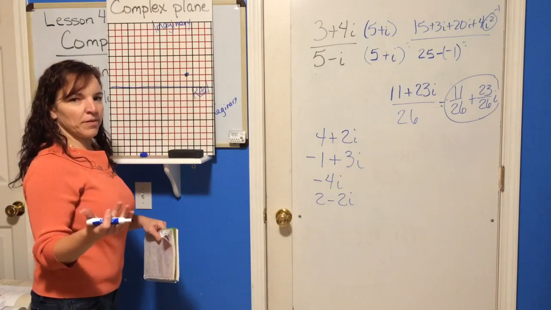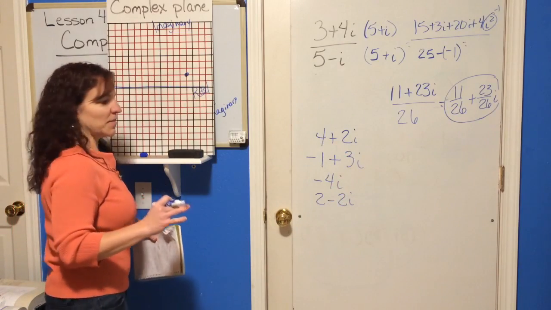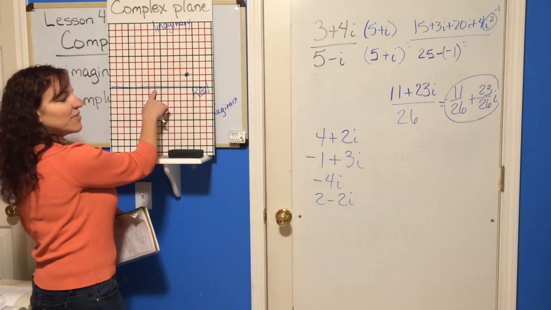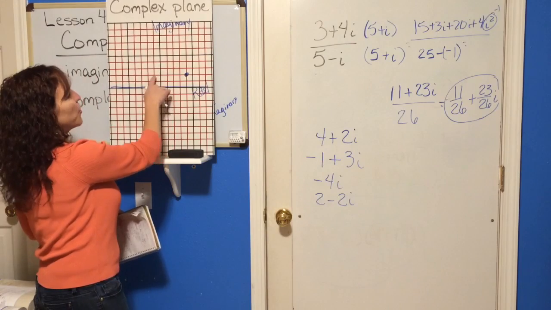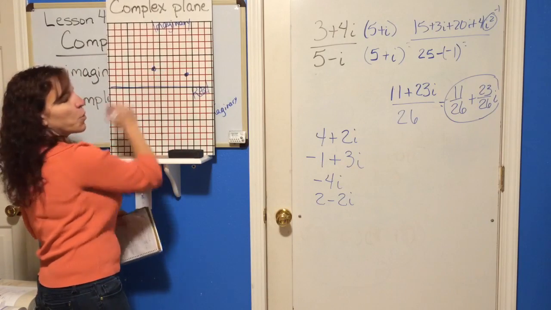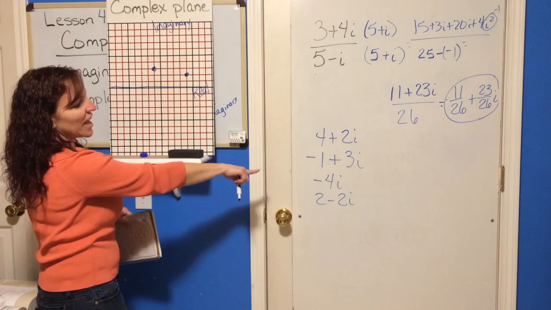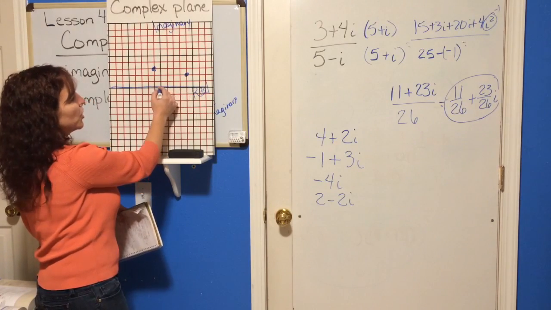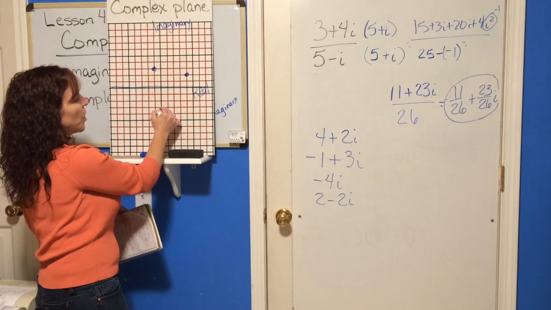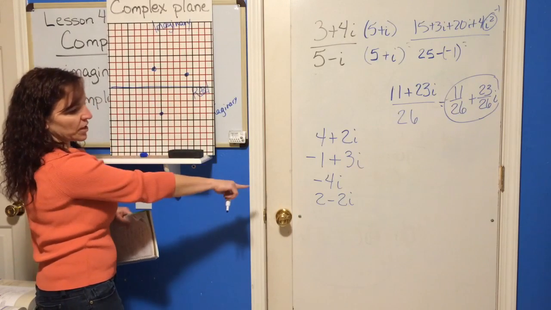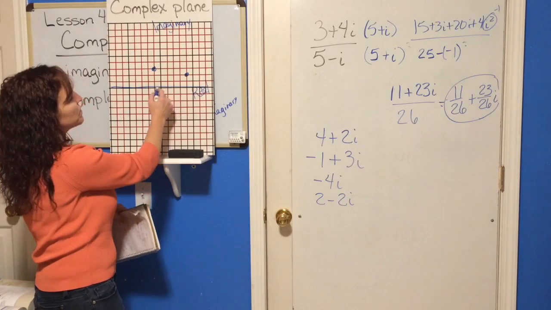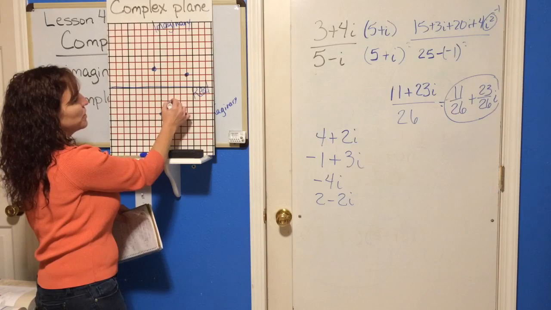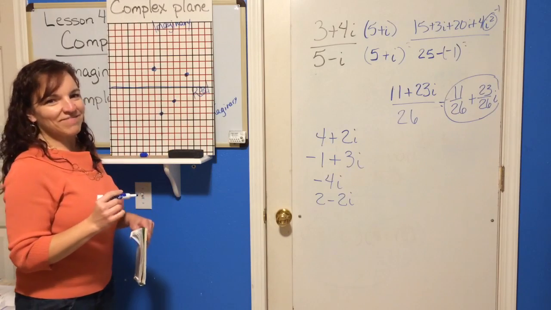Did you pause and graph them, or are you doing it really quick while I'm talking? All right, so -1 plus 3i, you're going to go 1 to the left on the real plane, and then up 3. There's a point. Really simple. -4i, you don't move off of the real plane. You're going to go down 4 on the imaginary plane. 2 minus 2i, positive 2, and then down 2 on the imaginary plane, and so there's your points.